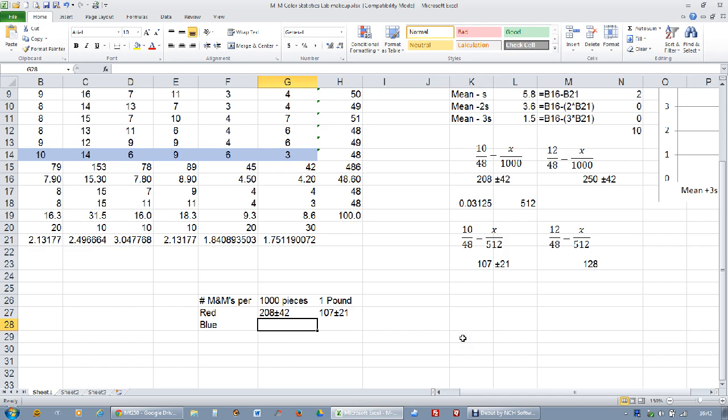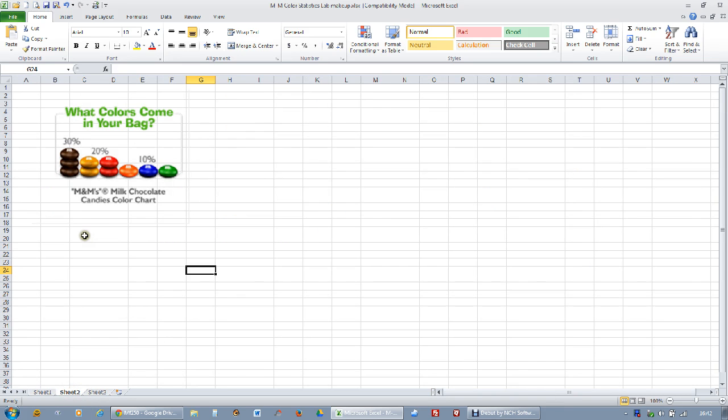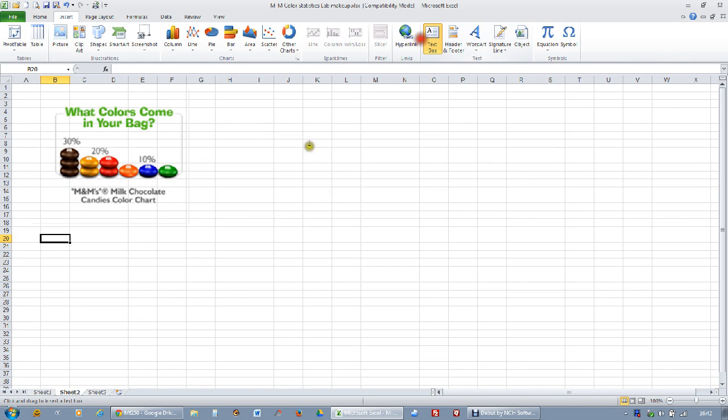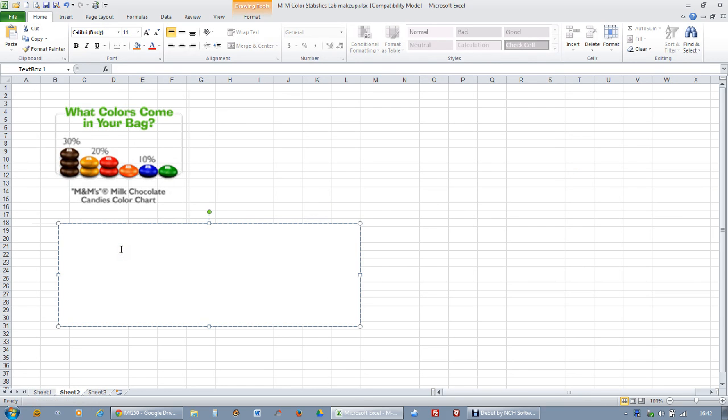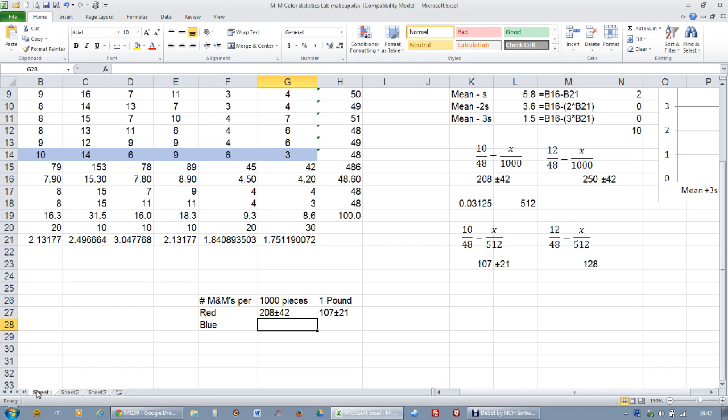And just fill out the rest of the colors. And then on sheet 2, go ahead and insert a text box and write up a conclusion for me. Submit it on Blackboard, and you have until Friday morning to do it. That's for the day class. For the night class, you have till Thursday evening.